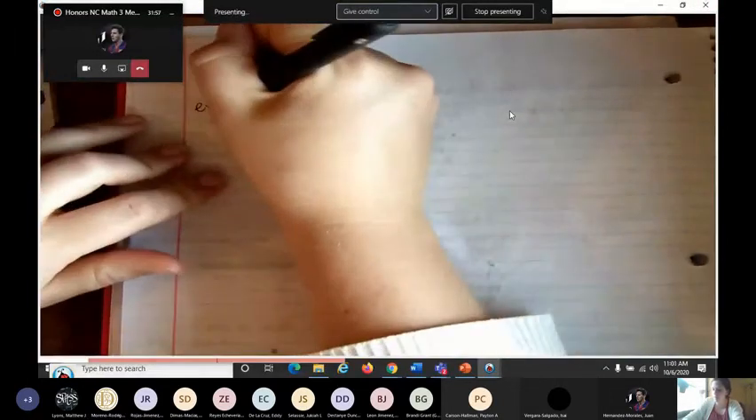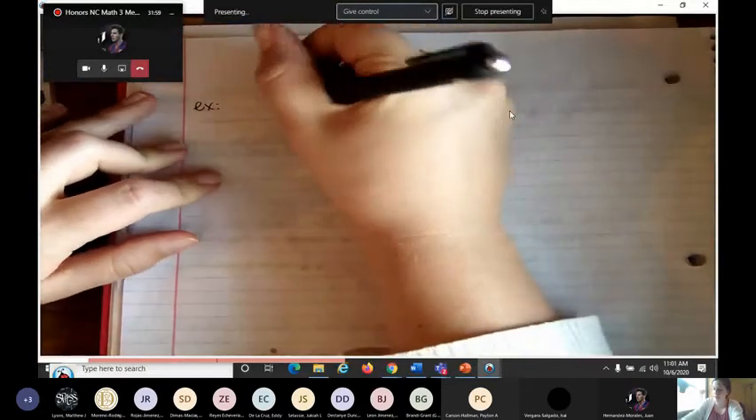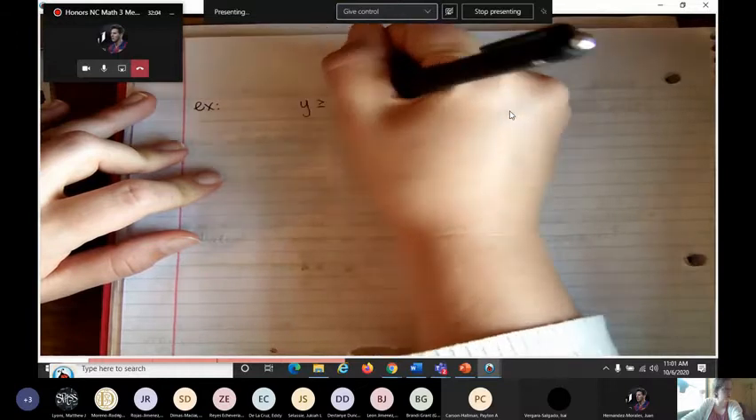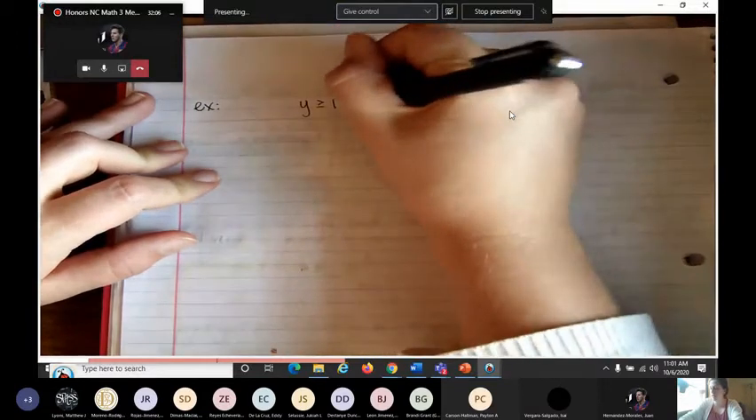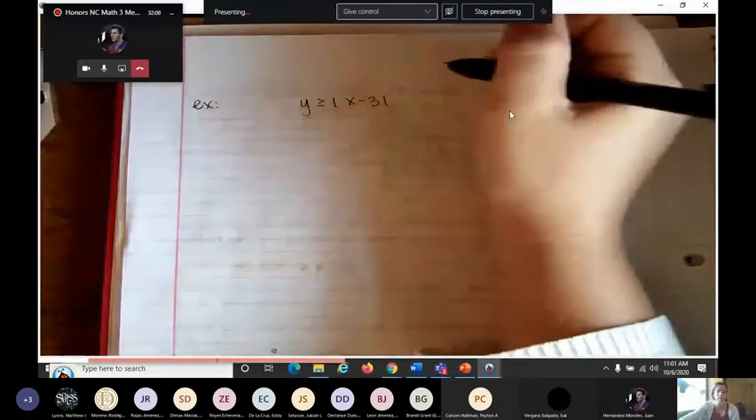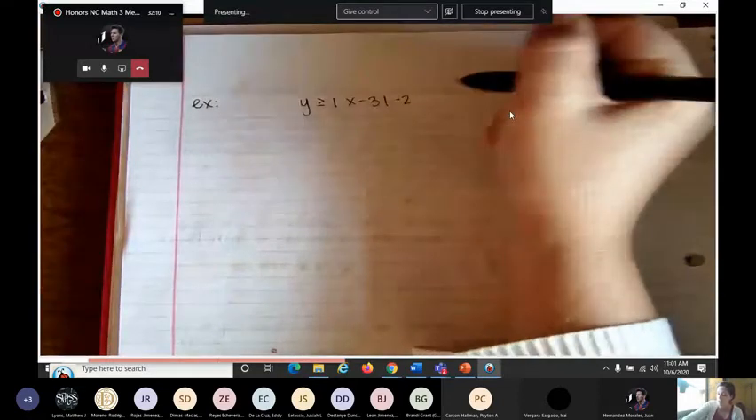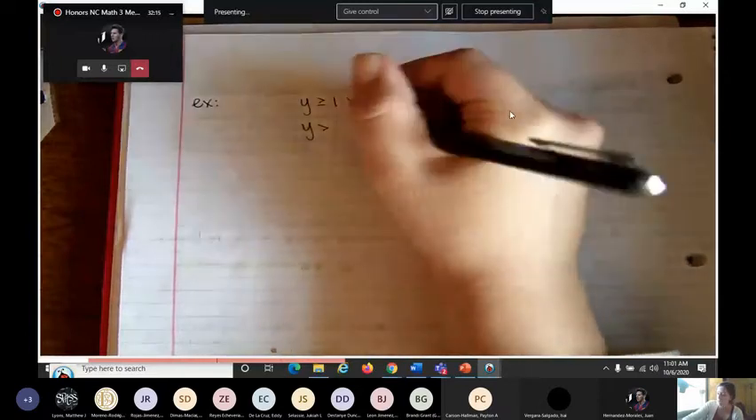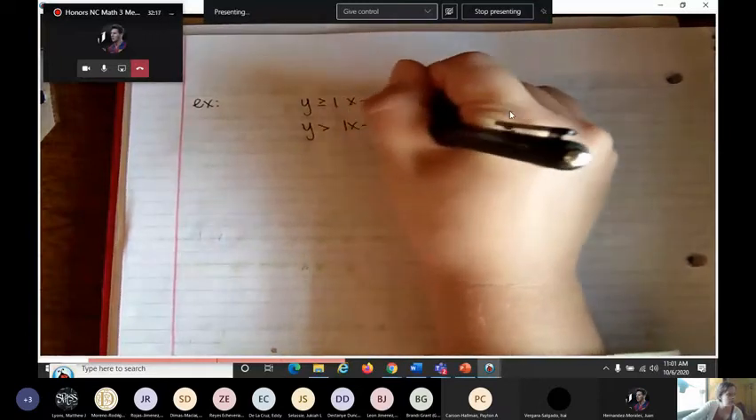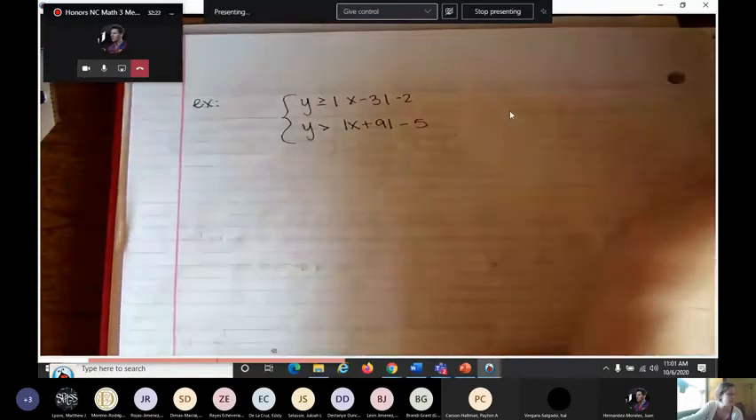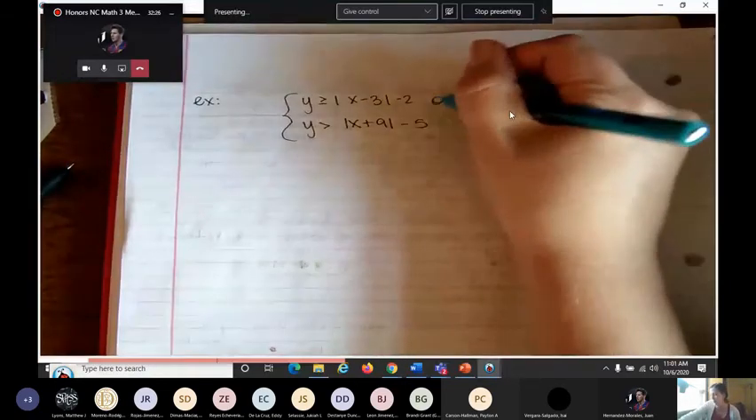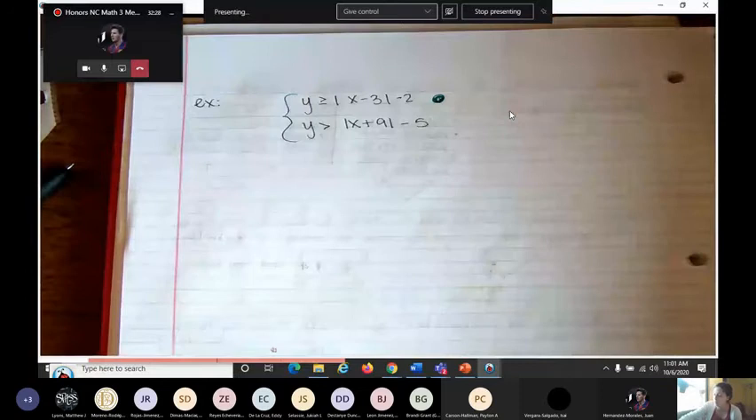So in our second example, I'm going to have the inequalities. I said all the wrong things before I got the right thing. y is greater than or equal to the absolute value of x minus 3, minus 2. And then the inequality y is greater than the absolute value of x plus 9 minus 5. So this is our system of inequalities right here. Again, I'm going to make my top one blue and my bottom one pink.